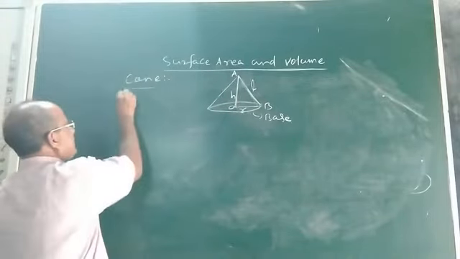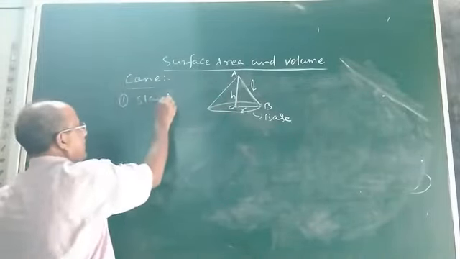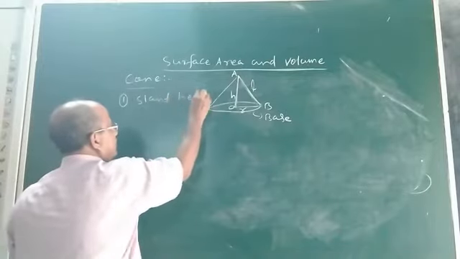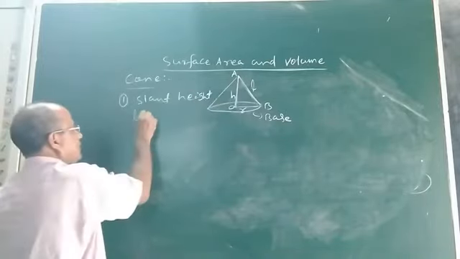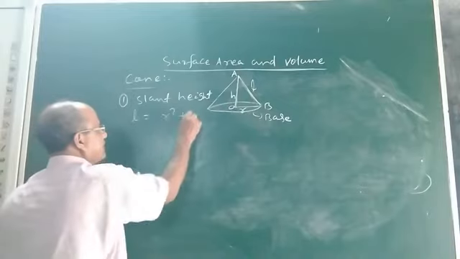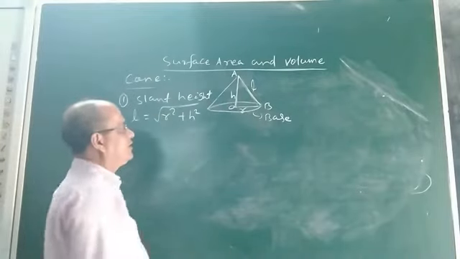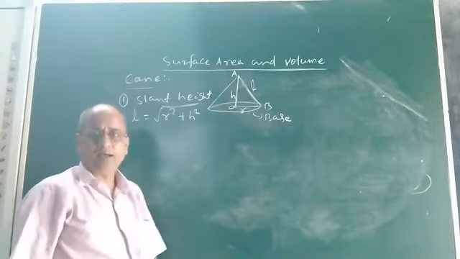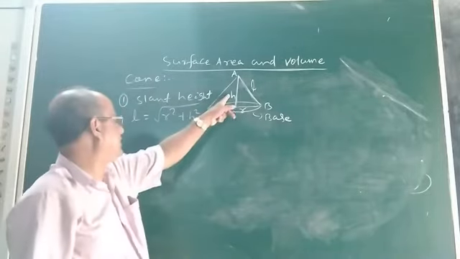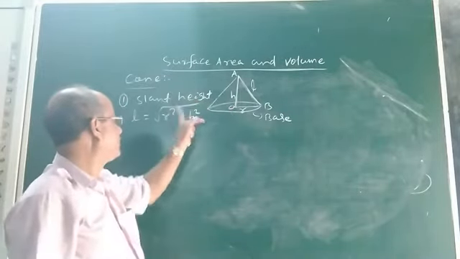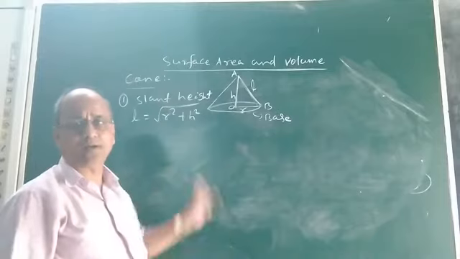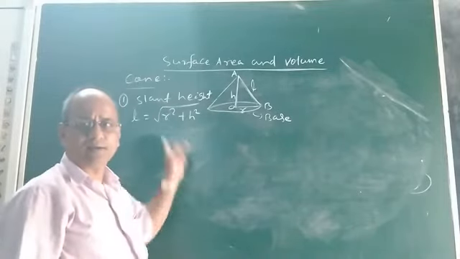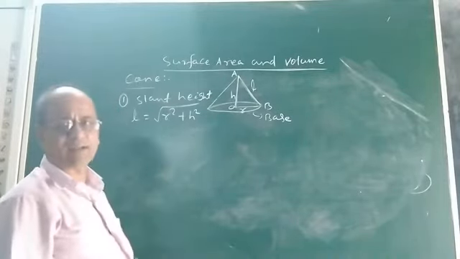Now the first formula is for slant height. How do we find the slant height of a cone? Slant height L equals the square root of r square plus h square. The square root of the square of the radius plus the square of the height will give you the slant height. This is the formula to find the slant height.